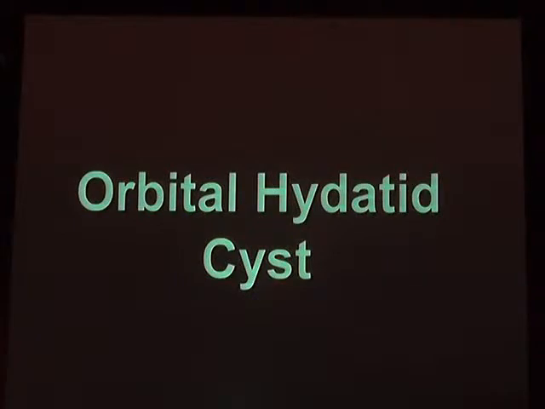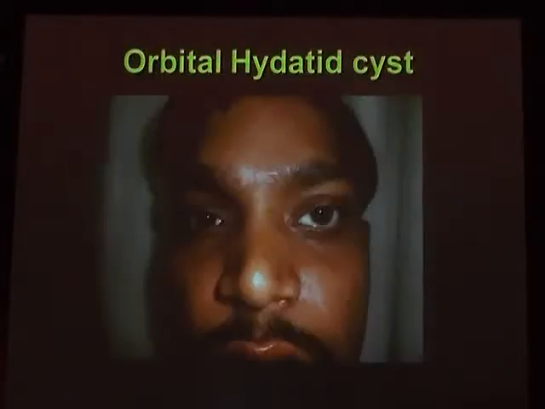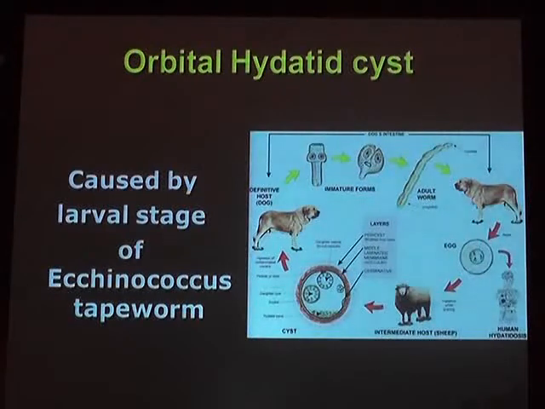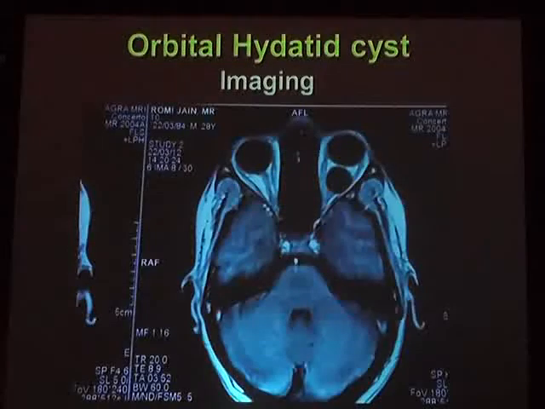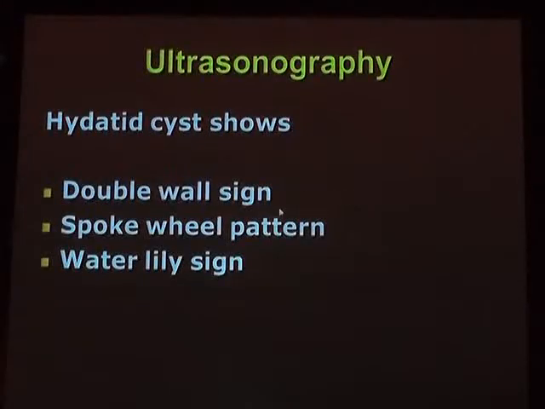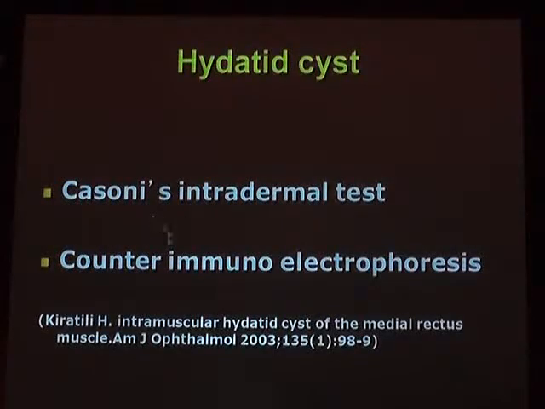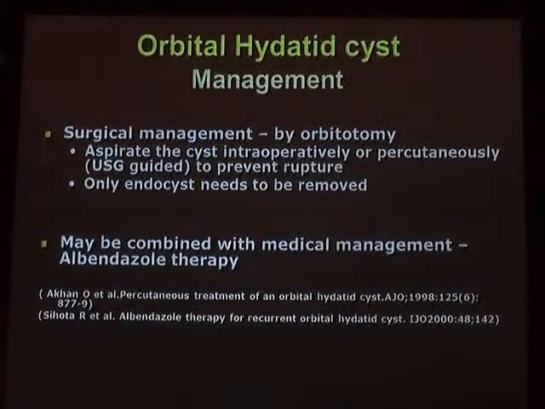Hydatid cyst is a much rarer condition in India. It is caused by the larval stage of the Echinococcus tapeworm, and you can get a classical picture of a large cyst in the orbit. It shows the characteristic double wall sign, a spoke wheel pattern, and the water lily sign. The serological tests are more reliable in hydatid cyst, and the tests do sometimes reveal a positive histology.